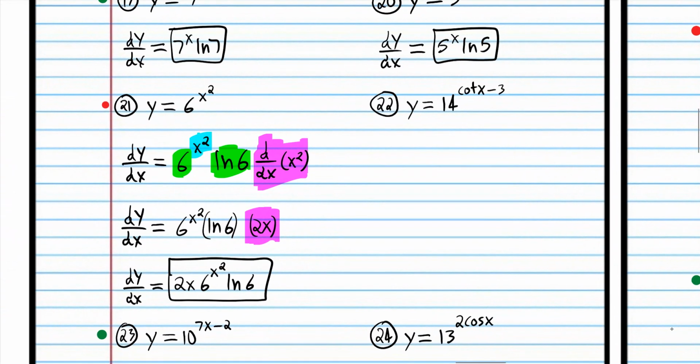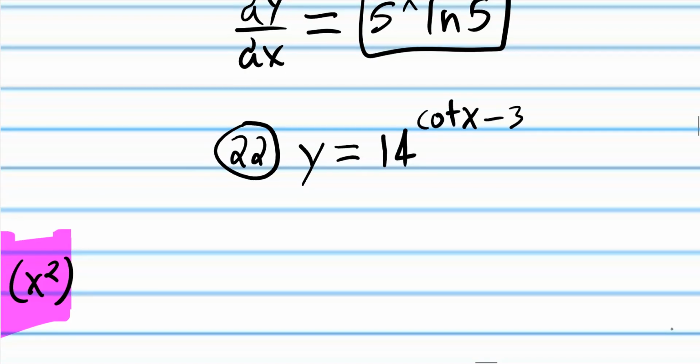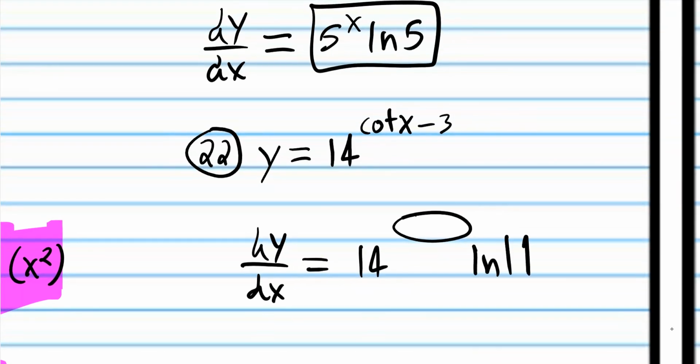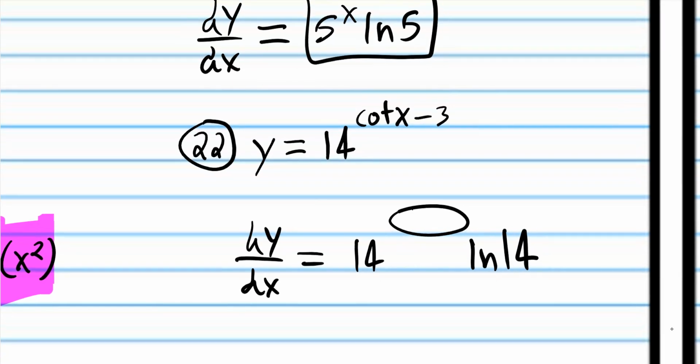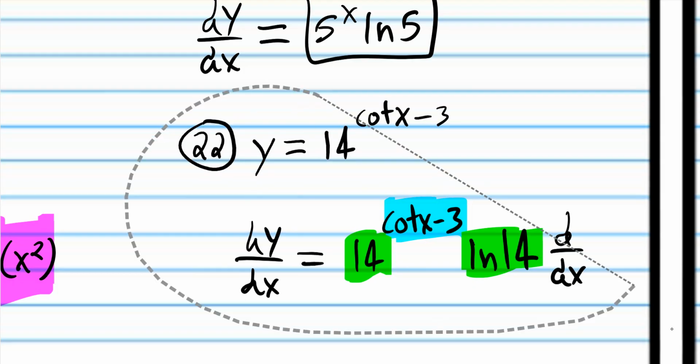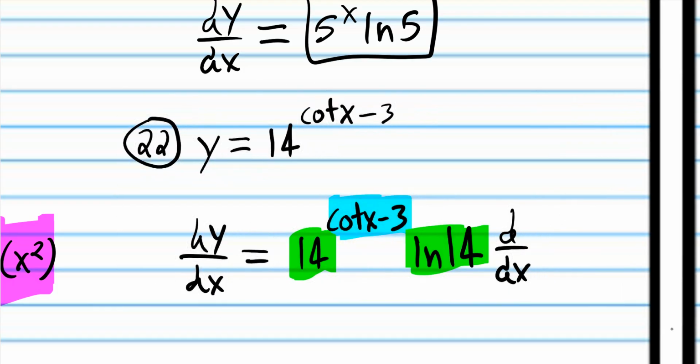Okay, so let's try another one of these. We have an exponential expression. We're going to find dy over dx. So we're going to find the derivative of the outside function, but then we're going to keep the inside function the way it is. We're not going to change it. Remember, that's the chain rule. Derivative of the outside function, keep the inside function unchanged, and then we're going to multiply by the derivative of the inside function.